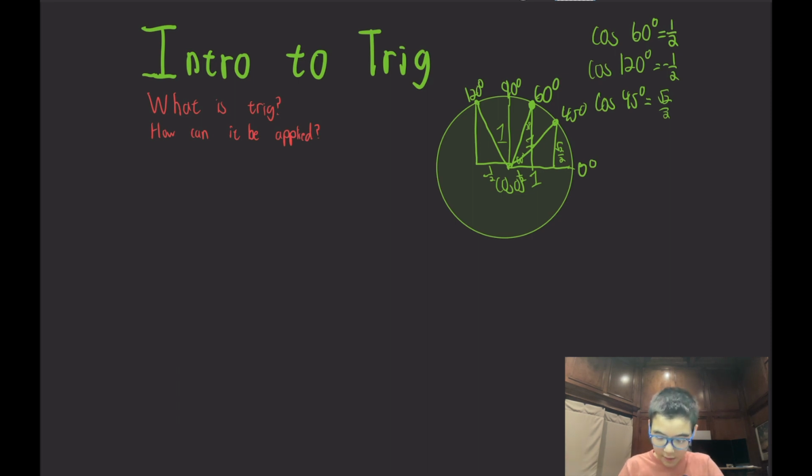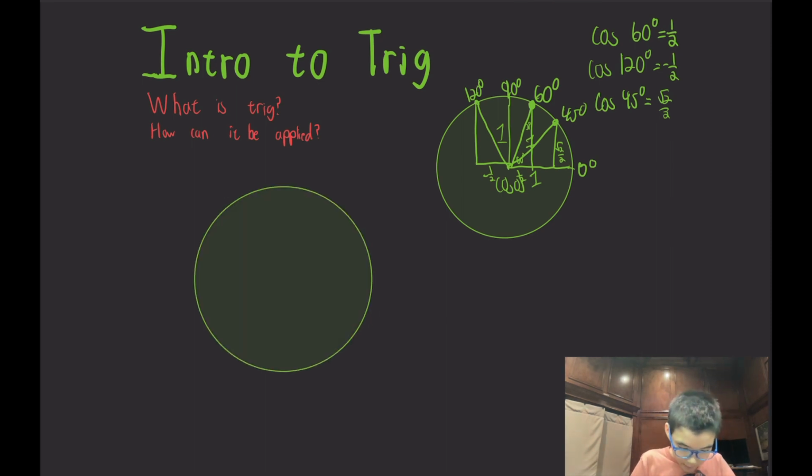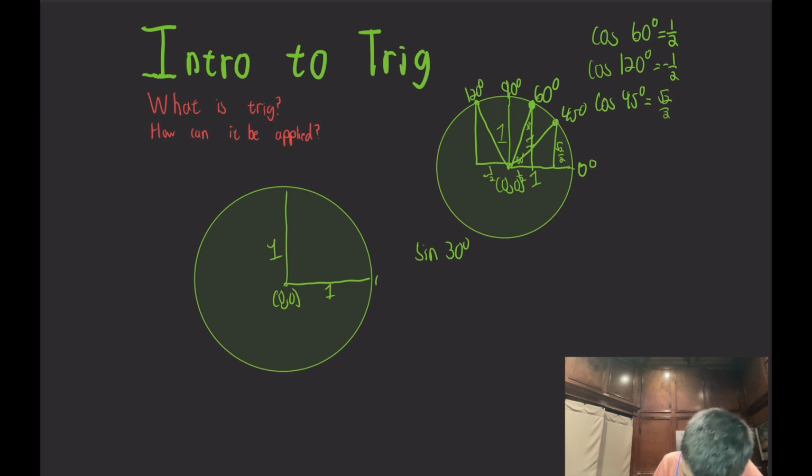Sine is very similar. Instead of the x-coordinate, you find the y-coordinate. For example, if you have the same circle centered at the origin with radius 1, what about sine of 30 degrees? This is 0 degrees, this is 90 degrees, so about here is 30 degrees. And sine, you guessed it, is the y-coordinate. Here it's still 30-60-90, so that's 1/2. So sine of 30 is 1/2.